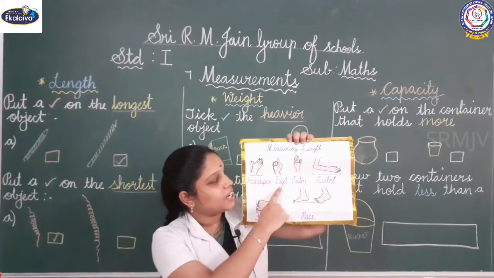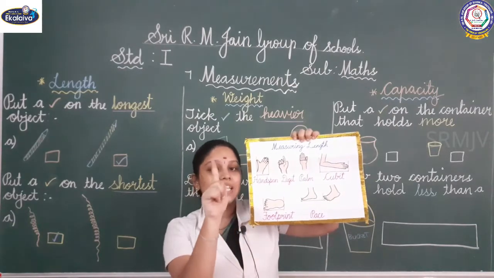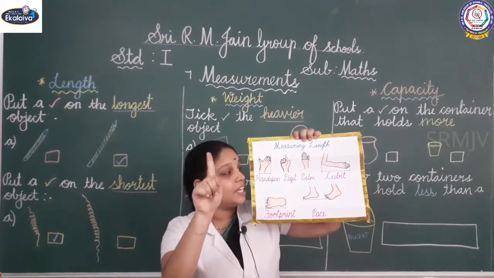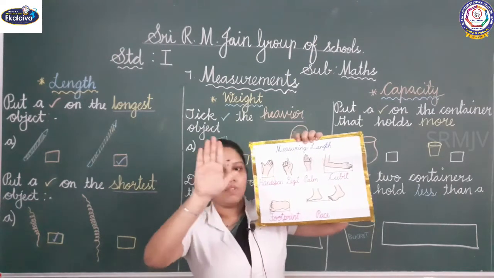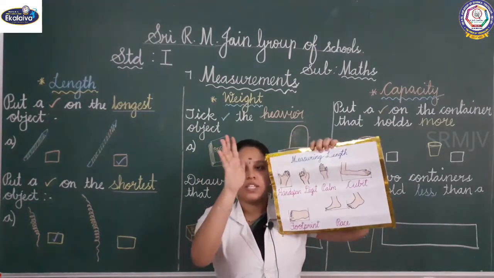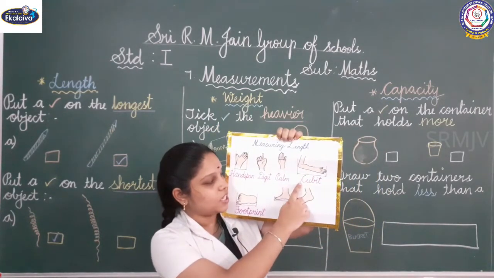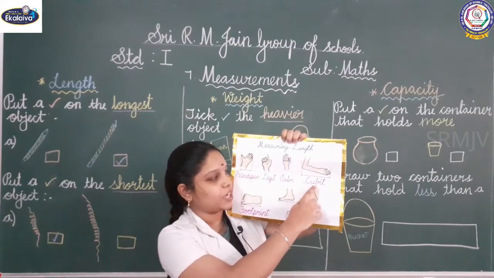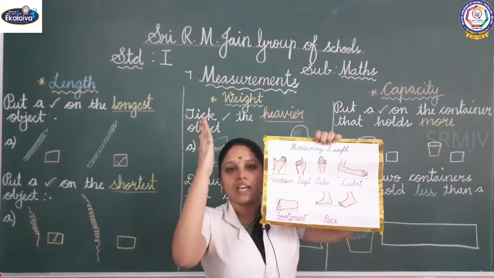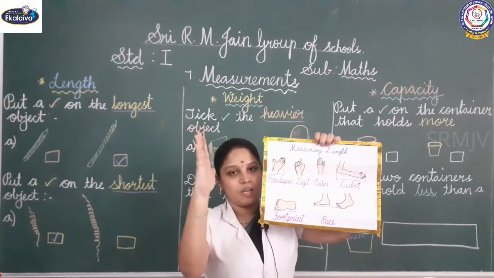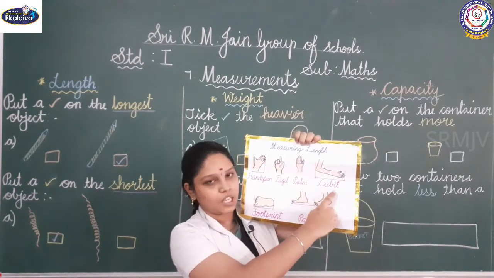And the next one is digit. When we are measuring the length of the object with this finger, it's a digit. And this is the palm, P-A-L-M, palm. When you are measuring the object with the palm, see, this center one is the palm. And this is the cubit, C-U-B-I-T, cubit. From this tip to the edge of the elbow. When you are calculating the length with this, it's a cubit. See, from the elbow to the tip of the finger, this is a cubit.